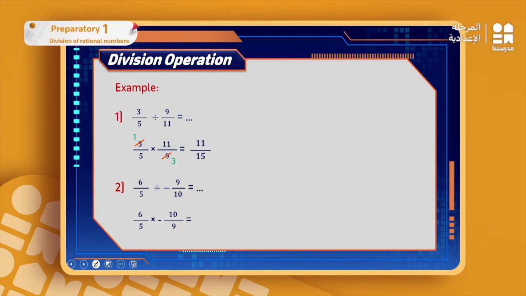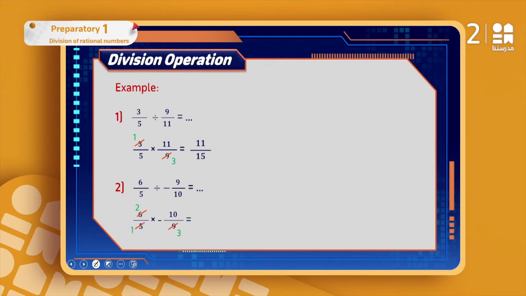So here, we are going to write the first one as it is, 6 over 5. Flip the second fraction to be negative 10 over 9, then change division to multiplication. So let's multiply or simplify. The better way is to simplify. So we are going to divide by 3 up and down with 6 and 9. So 6 divided by 3 is 2, 9 divided by 3 is 3. And we can simplify more.